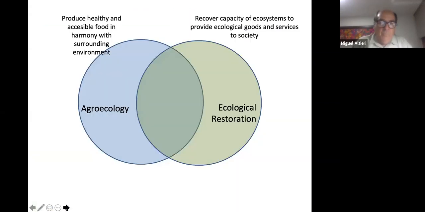So therefore, there is a marriage that is being proposed between the disciplines of agroecology and ecological restoration. On the one side, produce healthy and accessible food in harmony with the surrounding environment. And then with ecological restoration, recover the capacity of ecosystems to provide ecological services and goods to agriculture. So we have nature providing services to agriculture and agriculture living in harmony with natural ecosystems.